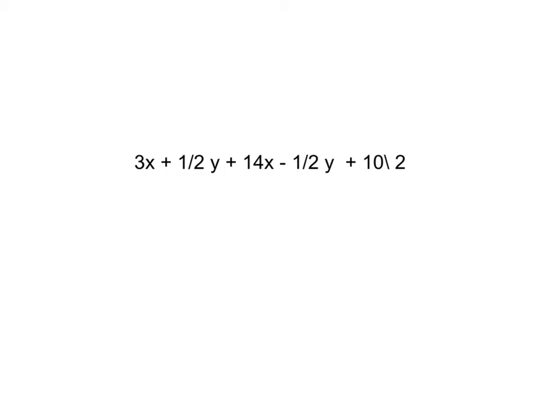So now I just need to combine like terms. I take my 3x and my 14x, and I'm left with 17x. And then I take my half y and my negative half y, which cancel out to 0. Then I go further and I look over here and I say 10 divided by 2. Well, that's the same as 5. So I just add my 5. The furthest we can break this down now is to 17x plus 5.